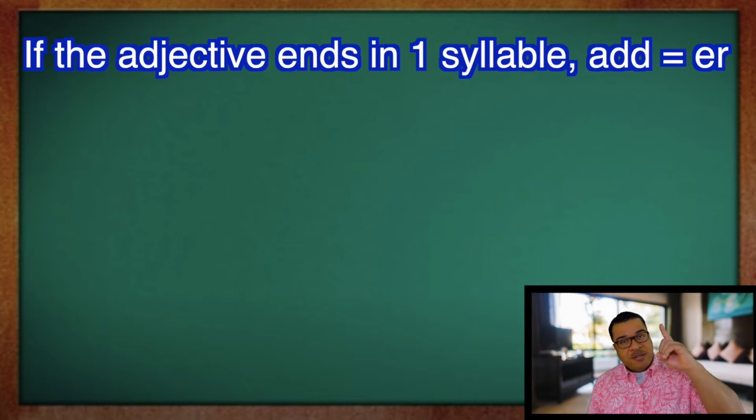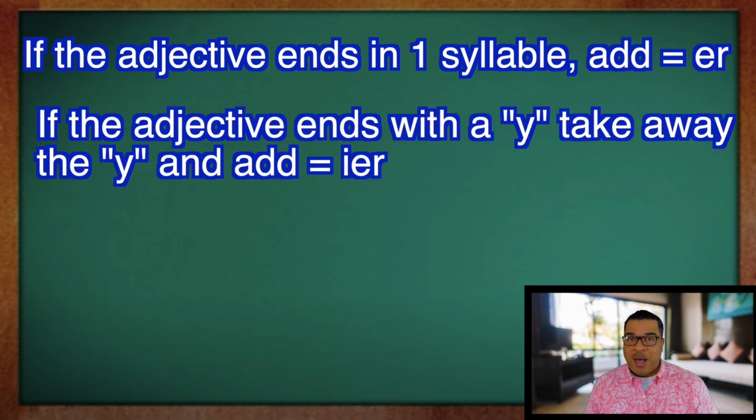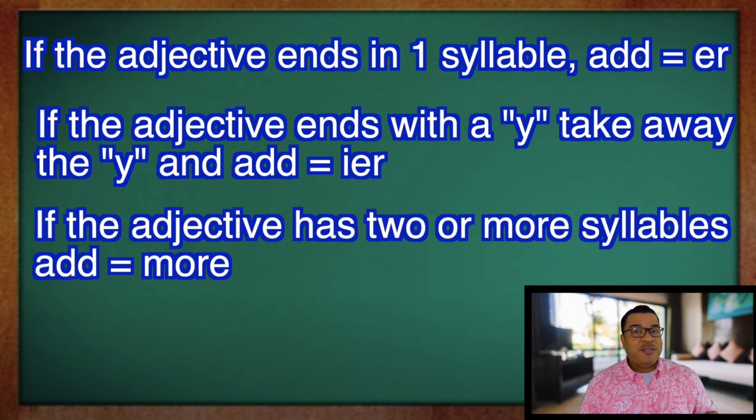So in the English language, of course, there will always be exceptions to the rules, but for the most part, if an adjective has 1 syllable, you add ER. If an adjective ends in a Y, you take away the Y and add IER. If the adjective is 2 syllables or more, you put more and that adjective stays the same. More delicious, more beautiful, more exciting. You just add more and the adjective stays the same. Okay guys, now that I think you understand the rules, let's do some examples.